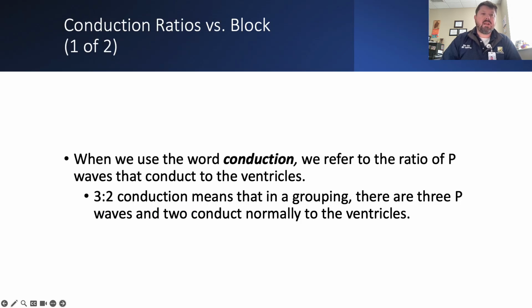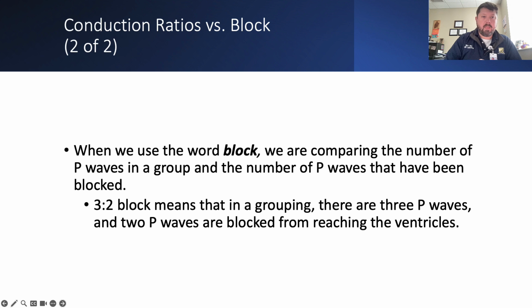So, having an understanding of conduction ratios versus blocks. When we use the word conduction, we refer to the ratio of P waves that conduct to the ventricles. A 3-to-2 conduction ratio means that in a grouping, there are 3 P waves, 2 of which conduct normally to the ventricles. This creates a P wave that is not followed by a QRS complex. When we use the word block, we are comparing the number of P waves in a group and the number of P waves that have been blocked. A 3-to-2 block means that in a grouping there are 3 P waves and 2 P waves are blocked from reaching the ventricles.